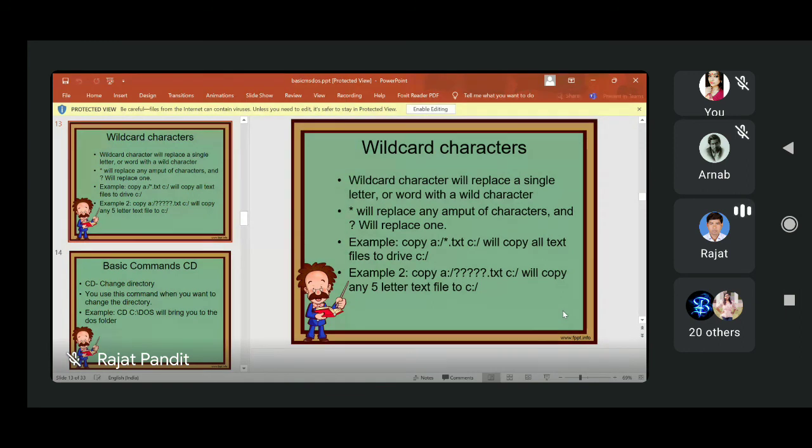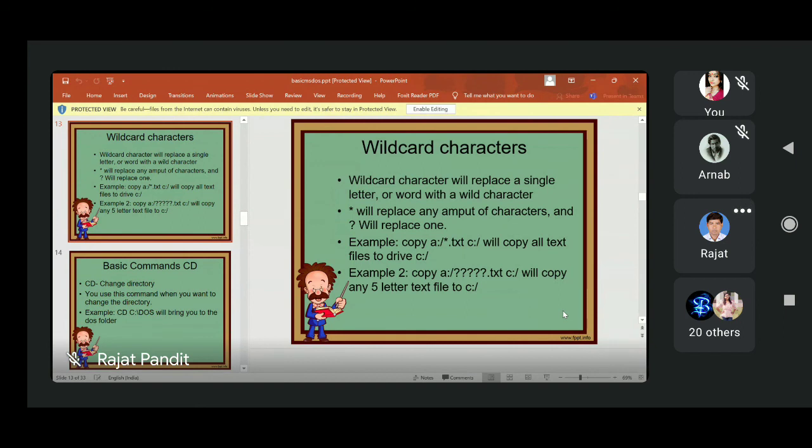So asterisk will replace any input of characters and question mark will replace one. For example, copy a colon slash star dot txt, I mean all the txt files, star will replace all types. All the txt files will be copied to C drive. We'll copy all text files from A to drive C.